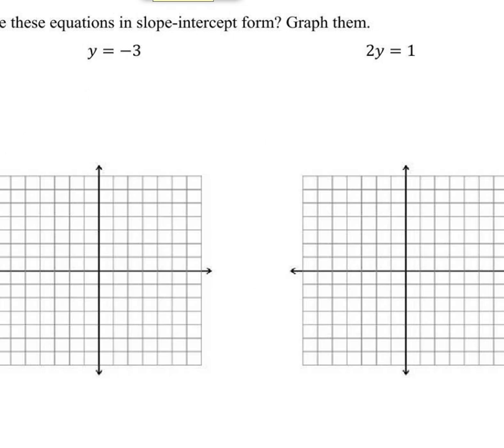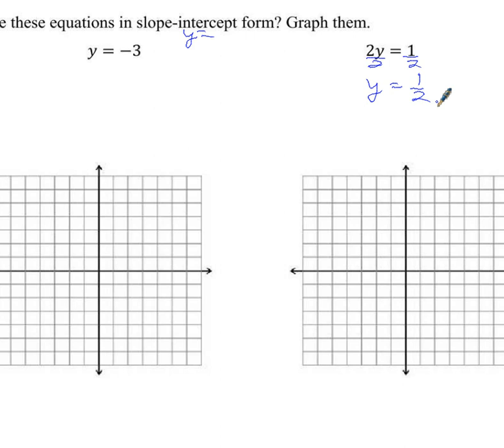Are these equations in slope-intercept form? Is this one here in slope-intercept form? Actually, it is. It's in slope-intercept form because it's y equals, okay? Slope-intercept form looks like y equals some stuff. If you have y equals some stuff, then it is in slope-intercept form. Is this one in slope-intercept form? No, it's not. To get this one in slope-intercept form, what do we need to do? Divide both sides by 2. So now I have y equals 1/2.